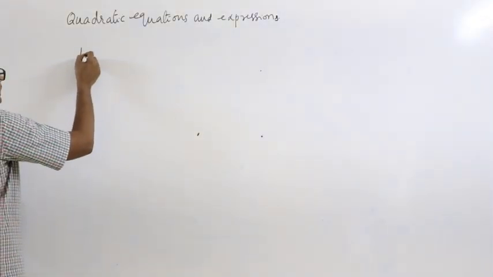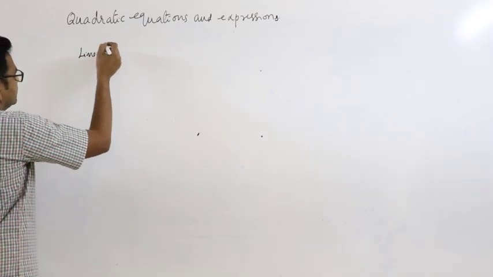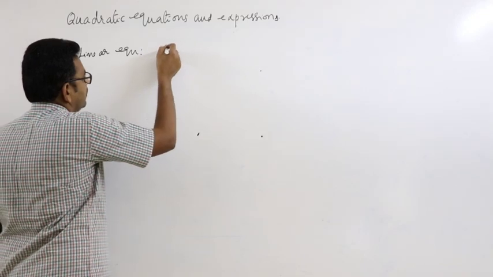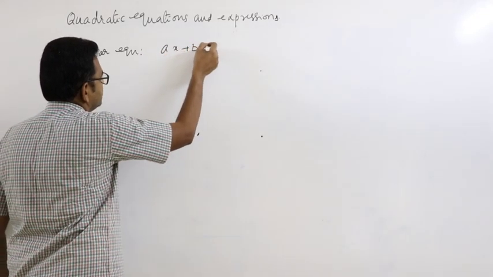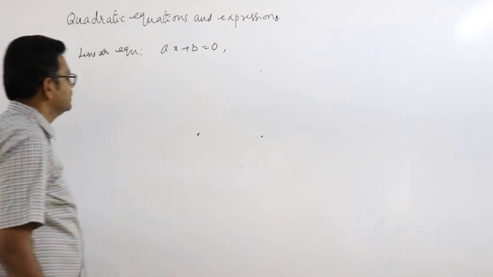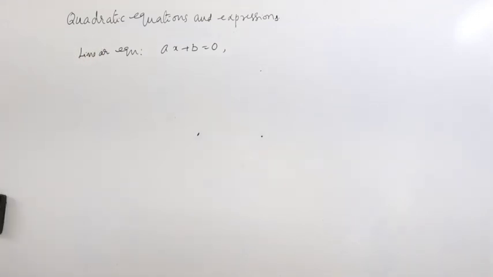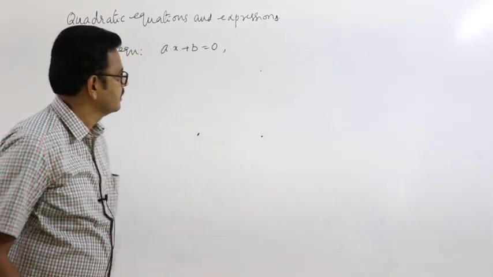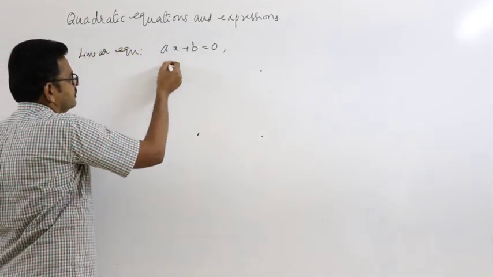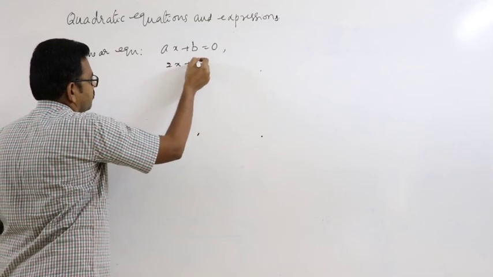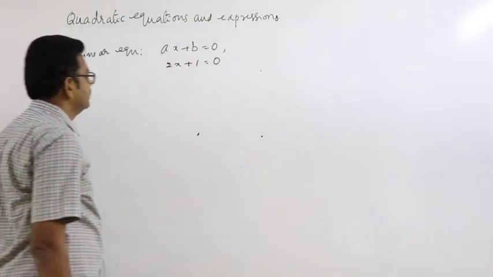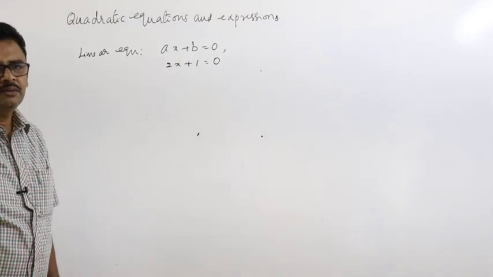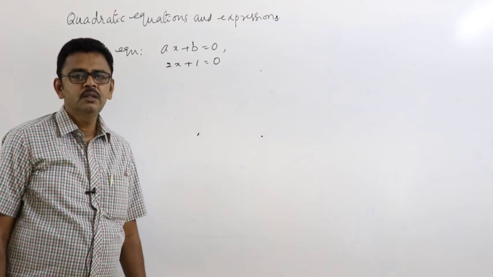I think you all know the linear equation. It is of the form ax plus b is equal to 0, where a not equal to 0. That is called a linear equation. It has only one root. For example, 2x plus 1 is equal to 0. What is x equal to? x equal to minus 1 by 2. A linear equation has only one root.